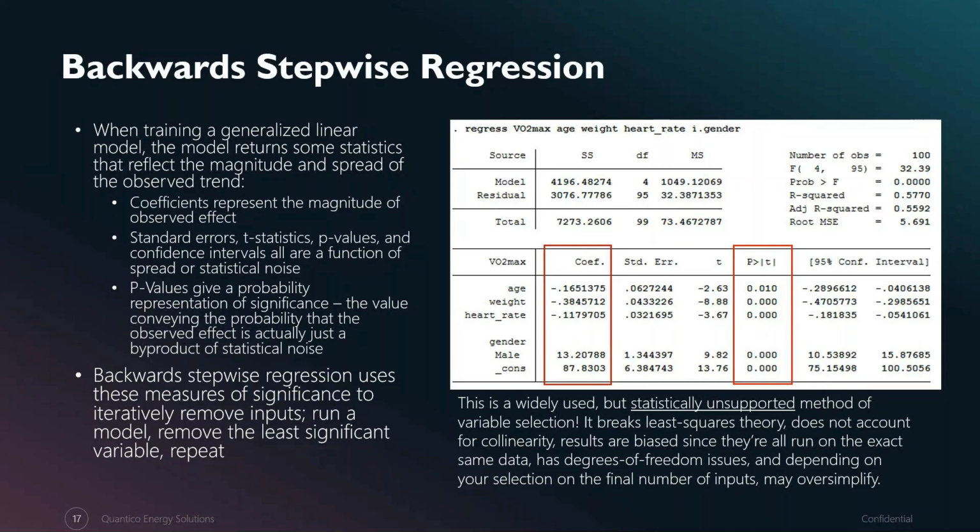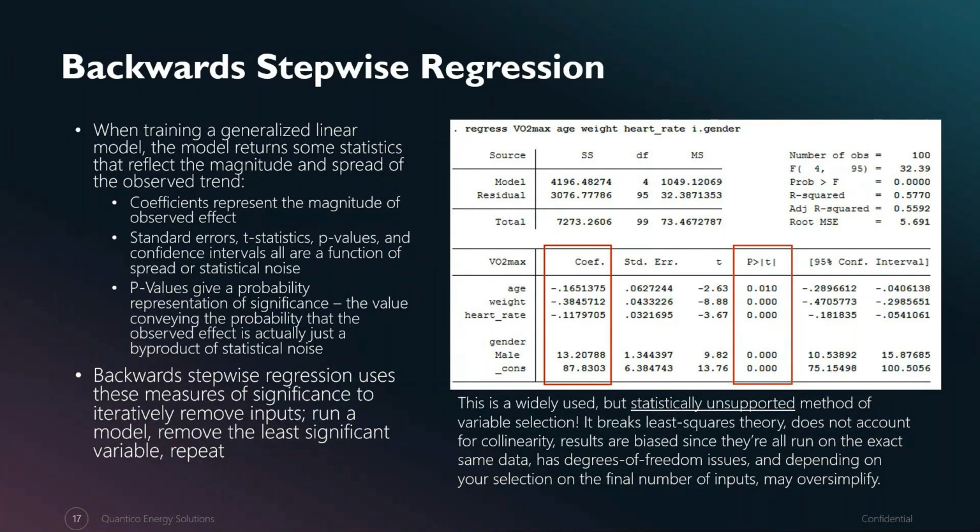I'm going to be honest, I've seen this a lot. It's very widely used, but it's very not supported in the statistical world. In terms of how linear regressions work and the assumptions that they're based off of, you break a lot of the assumptions. You break least squares theory. So, you're looking at the data multiple times. That's determining whatever your final model is. So, you're biasing your final model based off of your observance of the data already. Also, you have some degrees of freedom issues, and it doesn't account for collinearity at all.